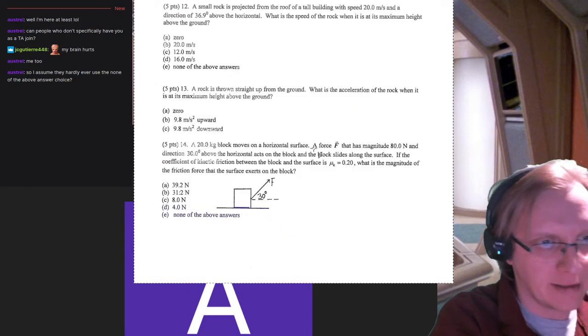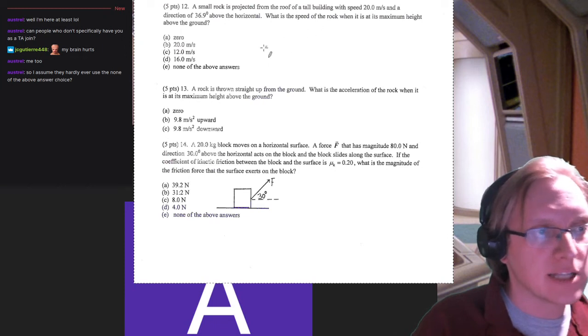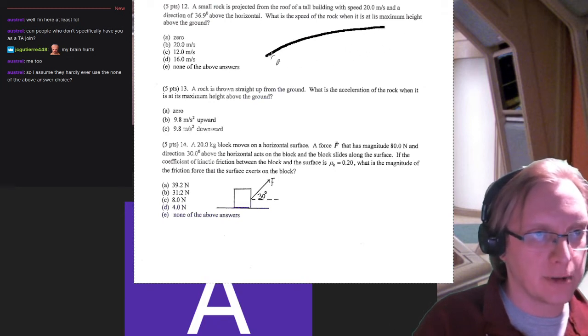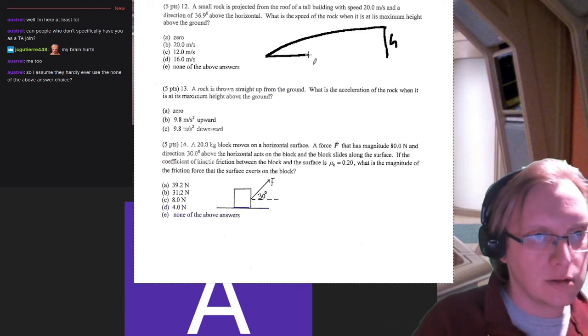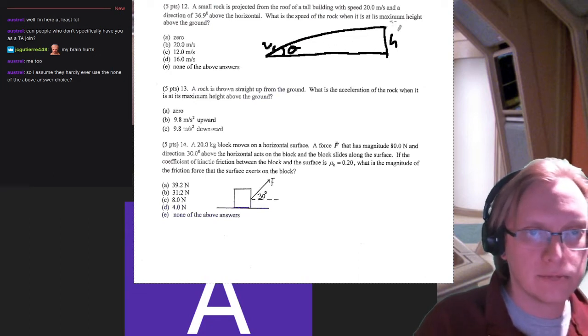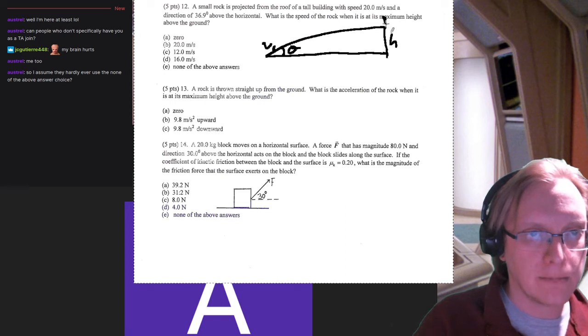Control Y that. There we go. Speed of the rock when it is at its maximum height above the ground. Okay. So we took a rock, and it reaches its maximum height h at some point. And we have a theta here with a v naught here. Then we want the speed at the maximum height, and it wants to know v here.